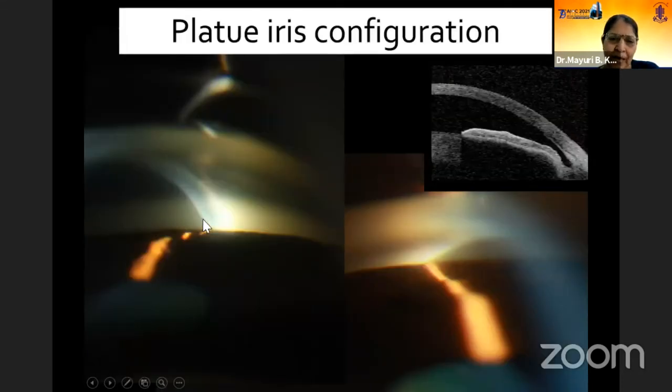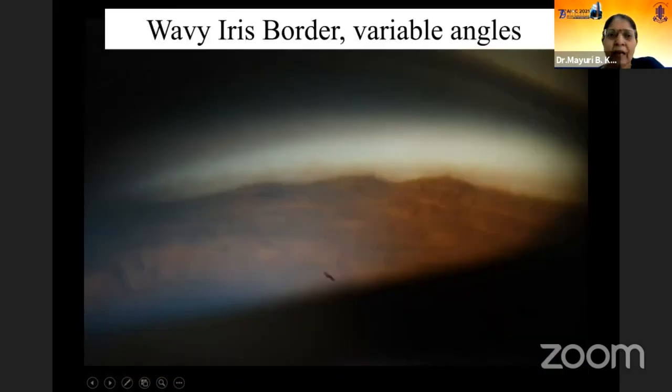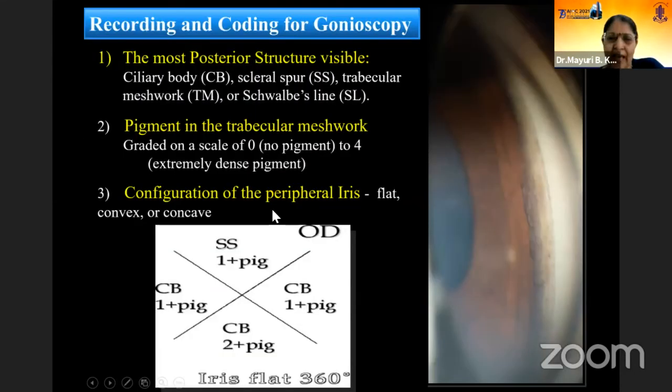Now this is a typical example of the plateau iris configuration. Double hump sign is seen because of the anteriorly rotated ciliary processes. Now the PAS has to be differentiated from the iris surface. This is a wavy border. Intermittent angle is grade 2, and you can see the broad base synechiae typical of the angle closure.